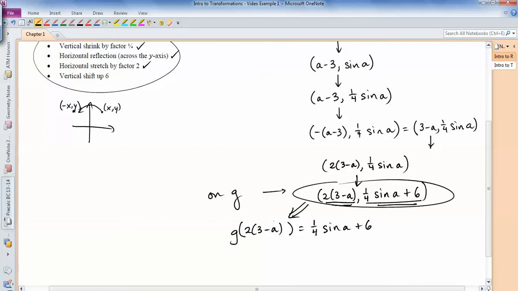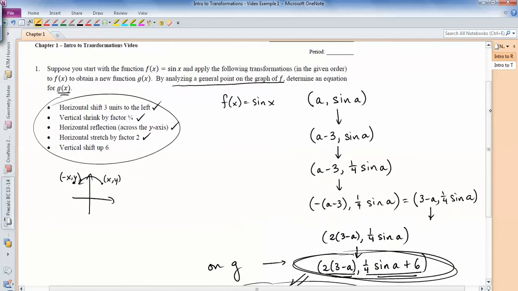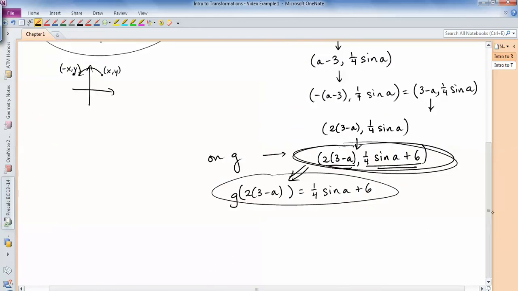Okay, so most people can get to this point, but then they have trouble dealing with this part. So remember, I asked for g of x, not g of 2(3 minus a). So in order to do that, I'm going to do a little side work here. I'm going to replace this with an x. So it's now going to be g of x. Right? But that means I have to replace a with x terms. So on the side here, I'm going to say, okay, 2(3 minus a), I replace with x. And so now I can solve for a.